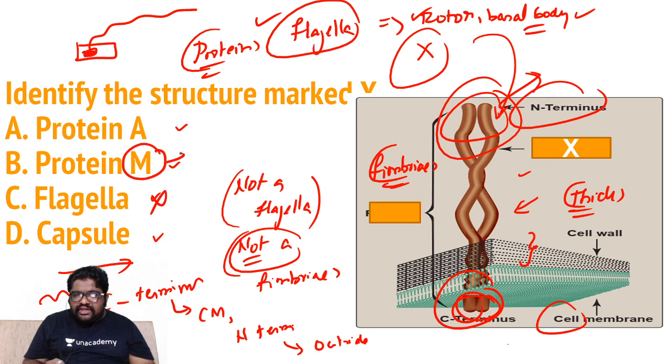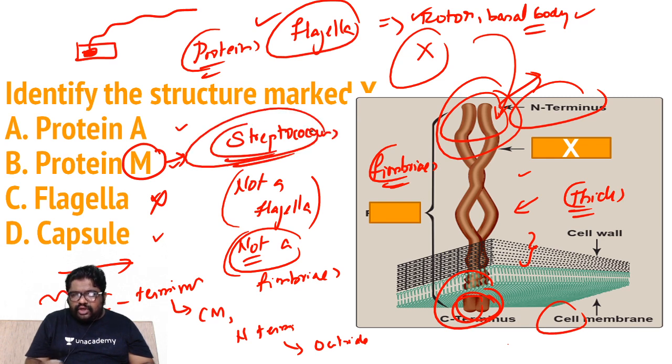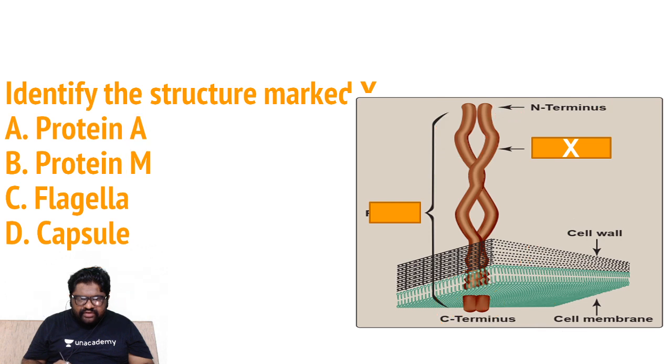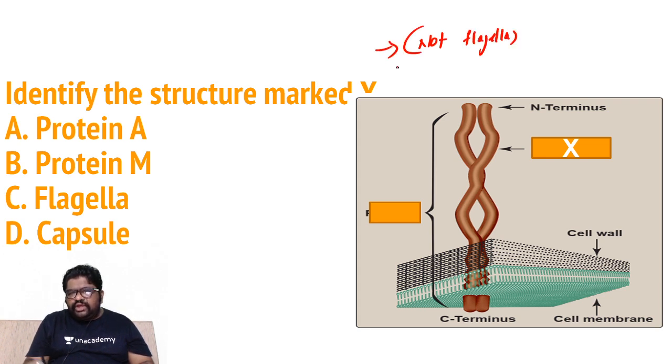This is a protein M, and the organism is Streptococcus. And why am I saying that? If it is Staphylococcus, the protein A will not be letting it outside like this. I'm going to erase whatever I have written here and rewrite it. This is not flagella because of the absence of basal body and the rotor.